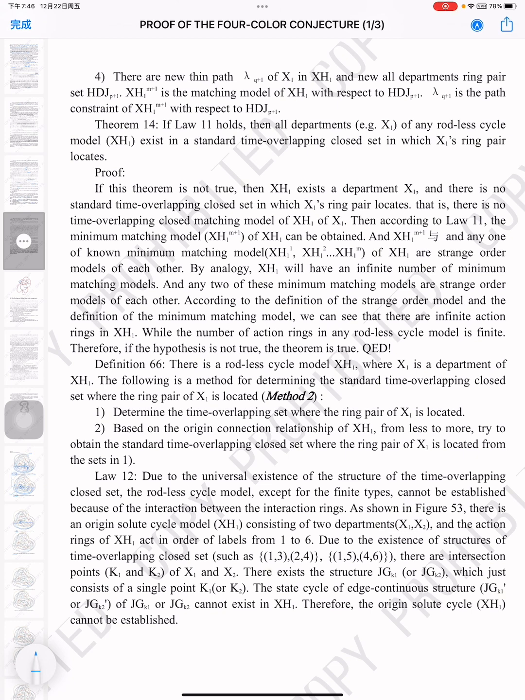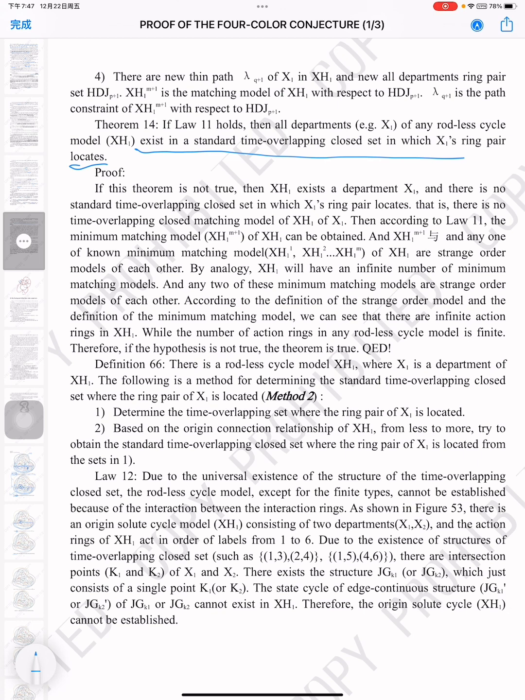Proof. If this theorem is not true, then there exists a department X1 and there is no standard time overlapping closed set in which X1's ring pair locates. That is, there is no time overlapping closed matching model of XH1 of X1.